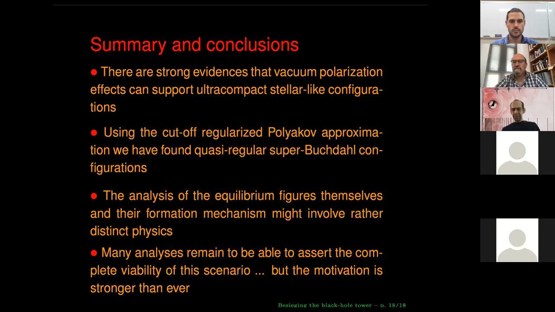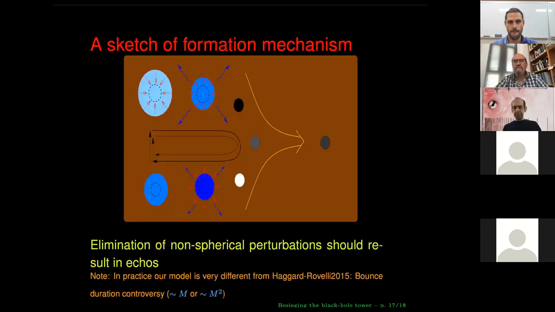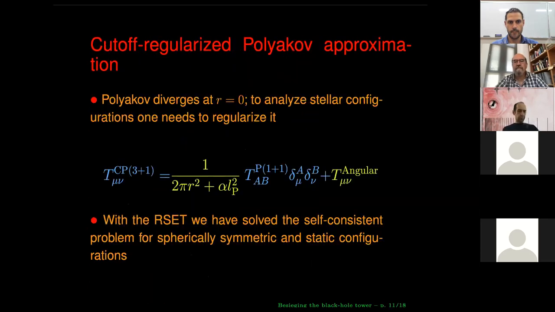I just have one question about the regularization. In that slide, you have an additional parameter alpha. Is that arbitrary, or can it be fixed by some equation of motion?